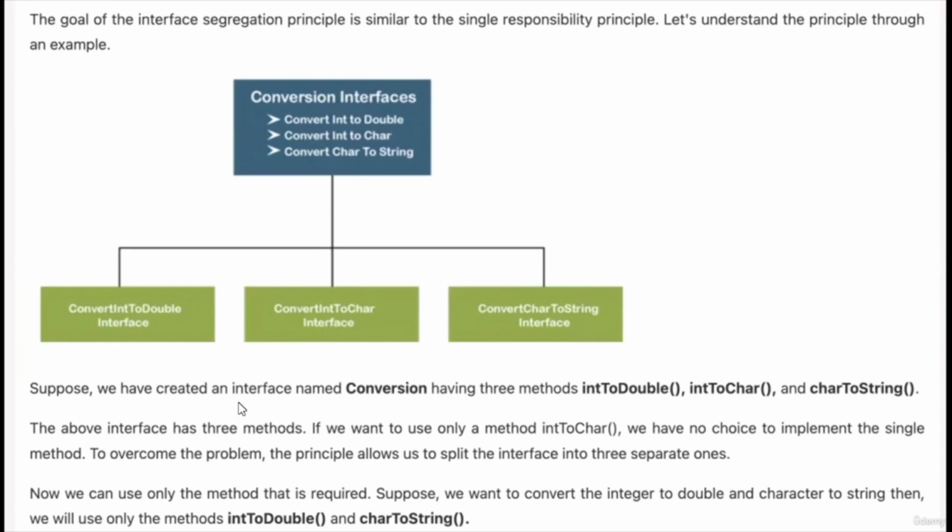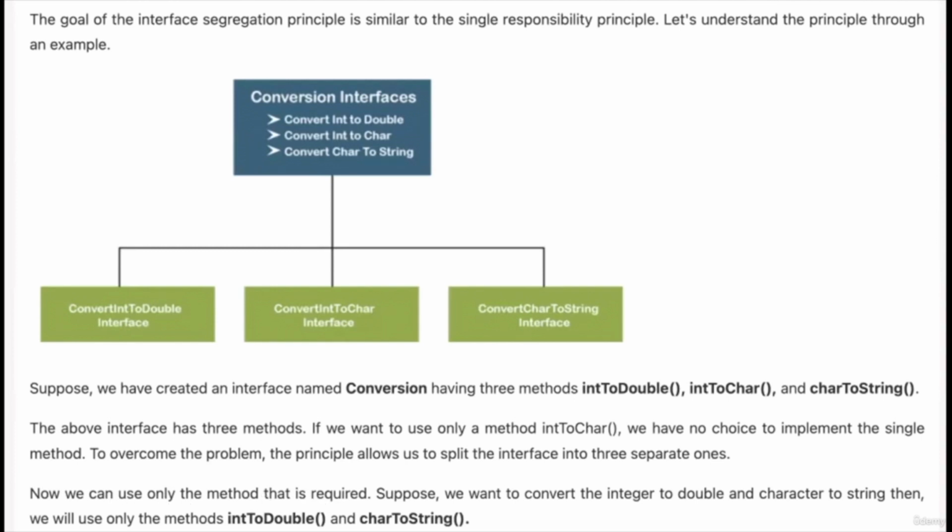Suppose we have created an interface named conversion having three methods: into double, into char, and so on. If we want to use only the method into char, so suppose our child class is just using into char, then we have no choice but to implement all the methods. To overcome this problem, the principle allows us to split the interface into three separate ones. Now we can use only the method required.